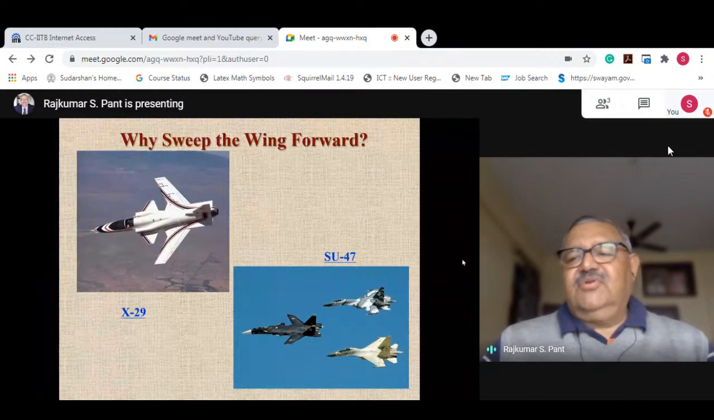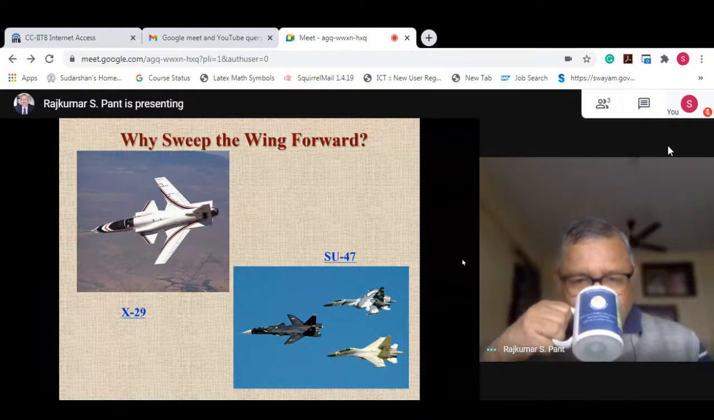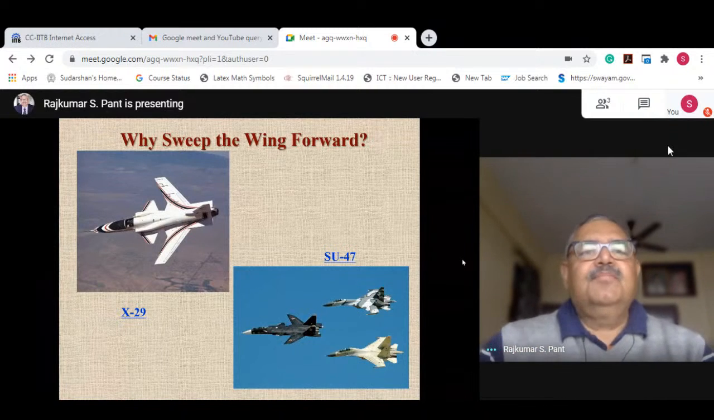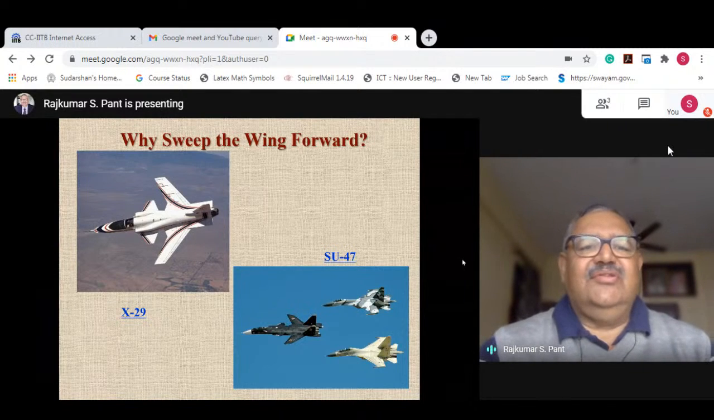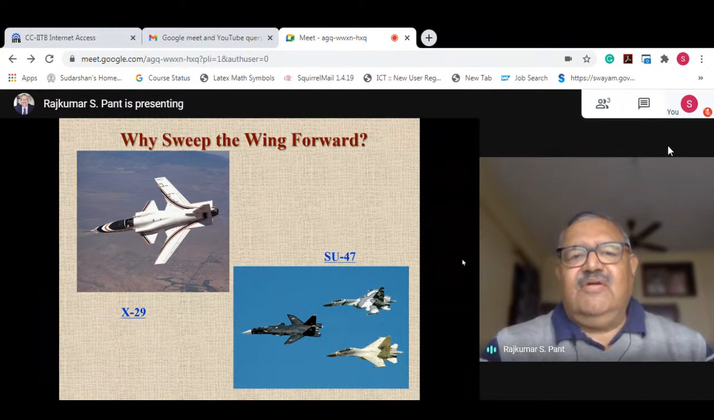So two aircraft, Sukhoi 47 from the Russian stable, shown in the bottom of the screen in black color, and X-29 from the Western stable. Both of them have forward swept wings. Okay. So now let us see the benefits of forward swept wings.